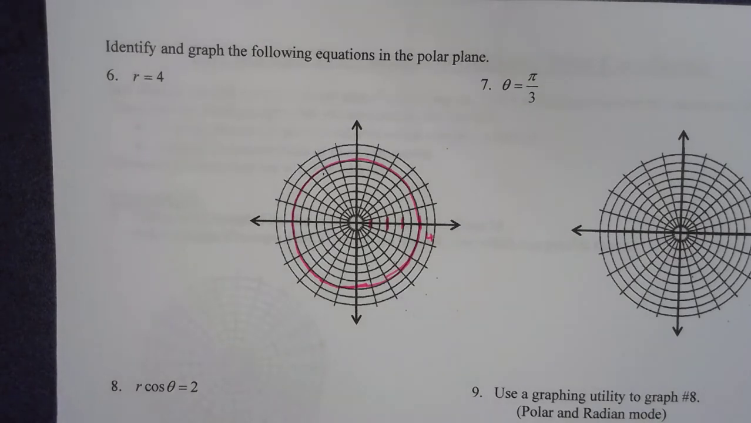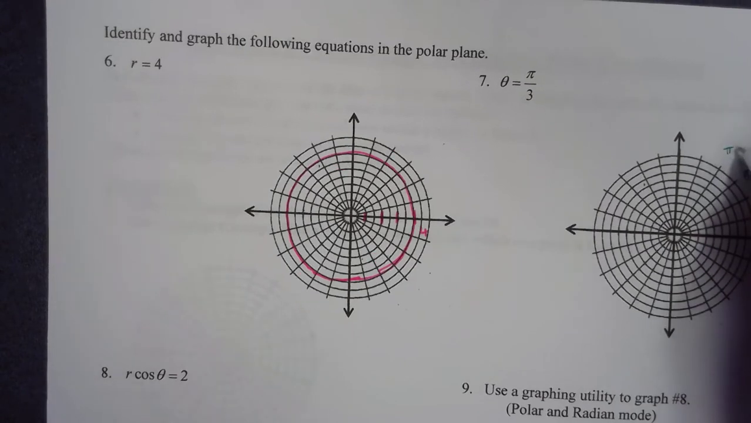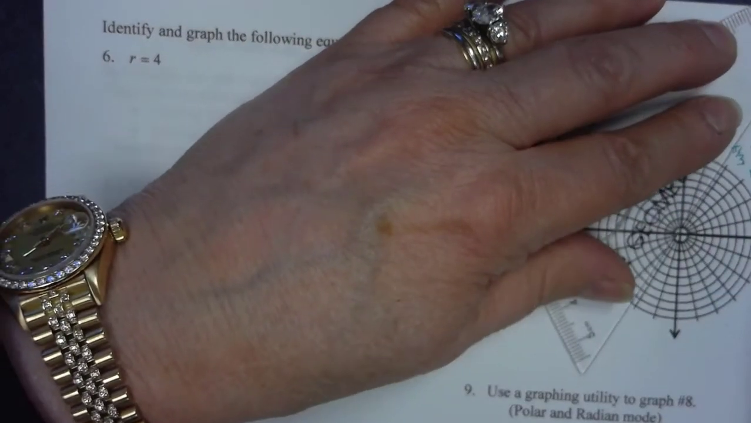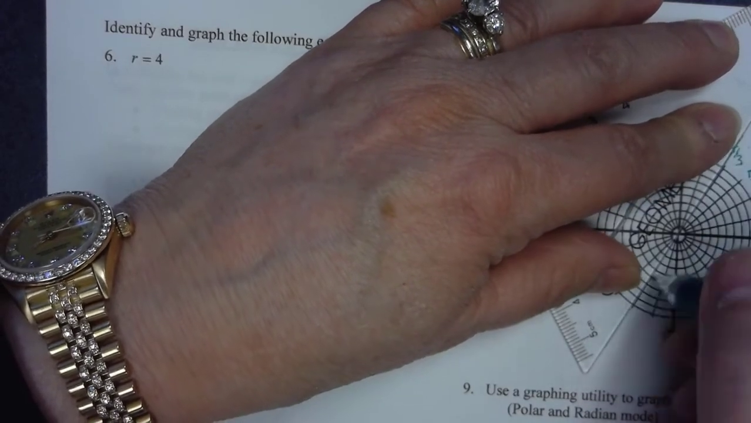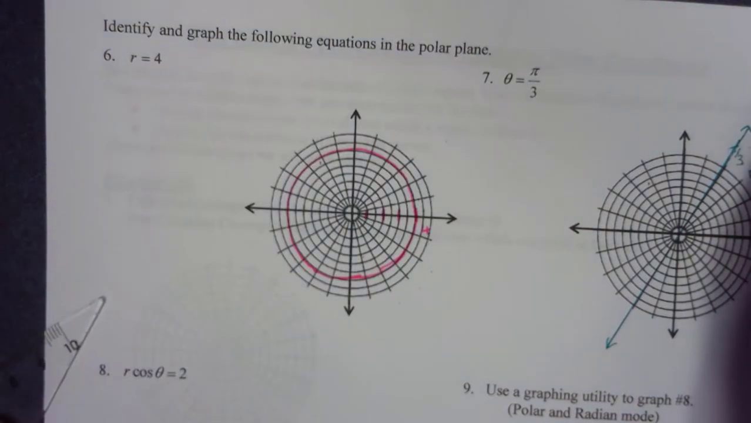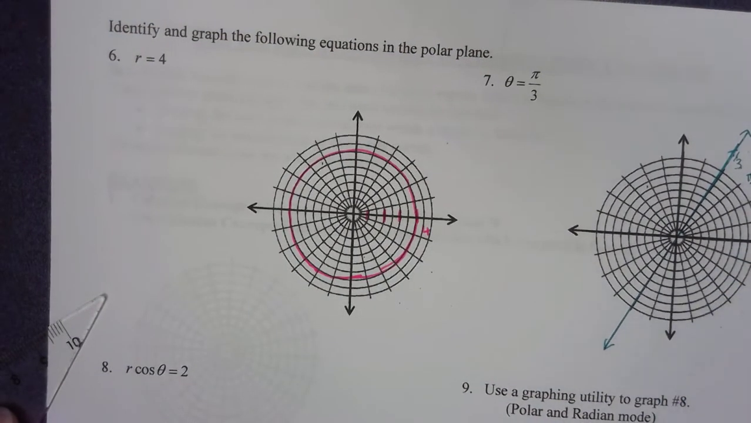How do we graph theta equals pi over 3? Well, we know this is pi over 4 here. This one's pi over 6, and this is pi over 3 along this radial arm. And I am going to write this. This right here is theta equals pi over 3. Anything on here. This is negative pi over 3, but it's on the pi over 3 line. It could be anywhere there.